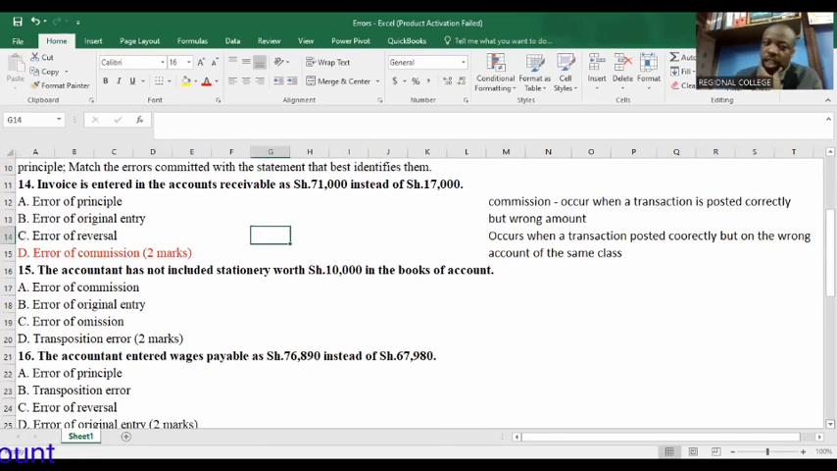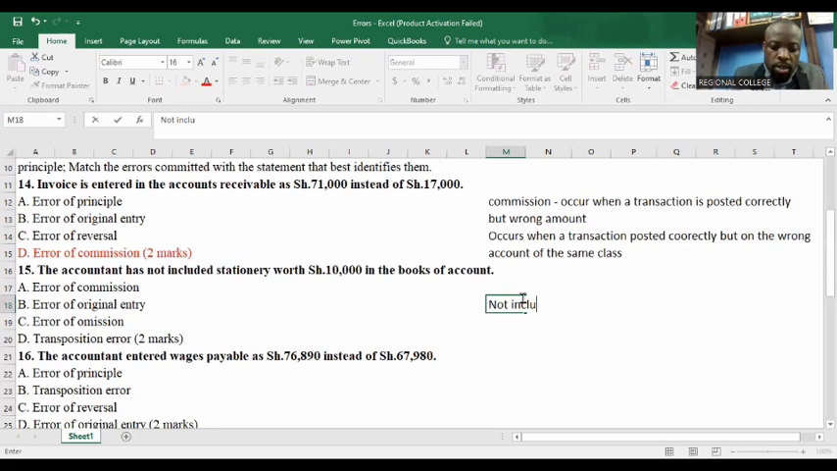Then the next one, I'll say that the accountant has not included stationery worth 10,000 in the books. Not included means it was omitted in the books. So that means we can have the error of omission. So you can check if there is an error of omission from this one. So commission, original entry, commission, then transposition.